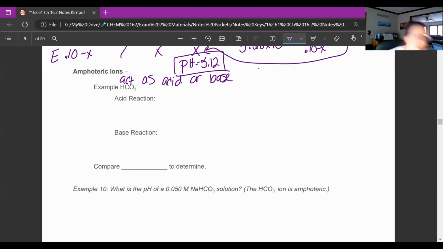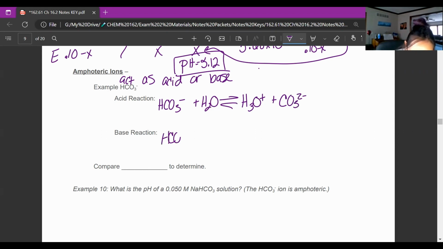Okay. So how do we know which one happens? Does it act like an acid? Does it act like a base? So HCO3 minus, I'm going to look at this. Well, the first thing I'm going to do is write a reaction for what happens when it acts like an acid and write a reaction for what happens when it acts like a base. Okay, so I would go HCO3 minus, if it was in water and it acted like an acid. Acids donate. So I would get H3O plus and CO3 2 minus. If it acted like a base and was put in water, it would grab a hydrogen. So I would end up with OH minus and H2CO3.